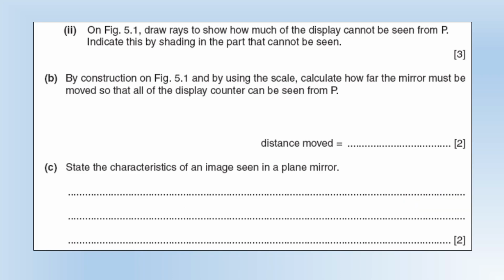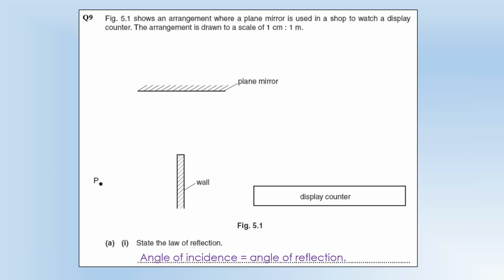On the diagram, draw rays to show how much of the screen of the display cannot be seen from P. Indicate this by shading the part that can't be seen. Okay, so essentially I drew a ray from P to the very edge of the mirror and then applied angle of incidence equals angle of reflection, and anything beyond that they're not going to be able to see.